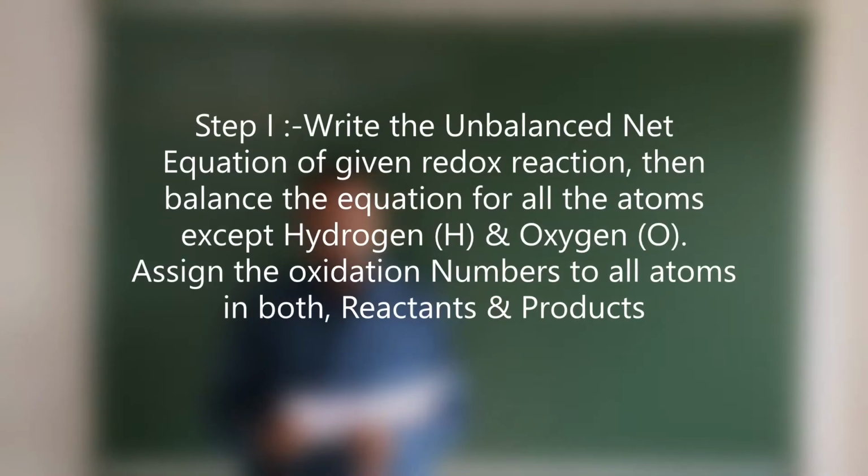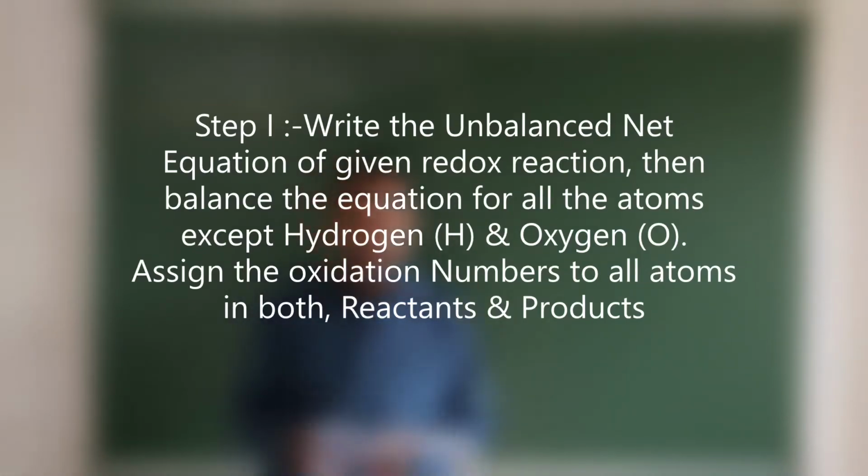Write the unbalanced net equation of your redox reaction. Balance the equation for all atoms except hydrogen and oxygen atoms. Assign the oxidation number to all atoms in both reactants and products. So that is our step number one.